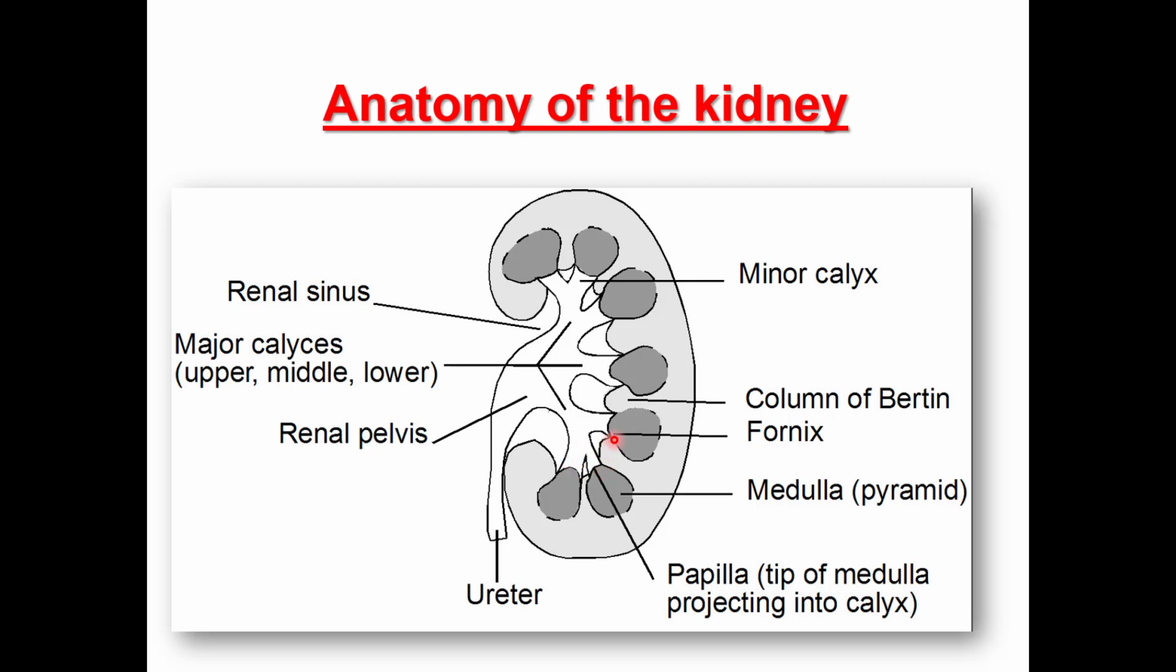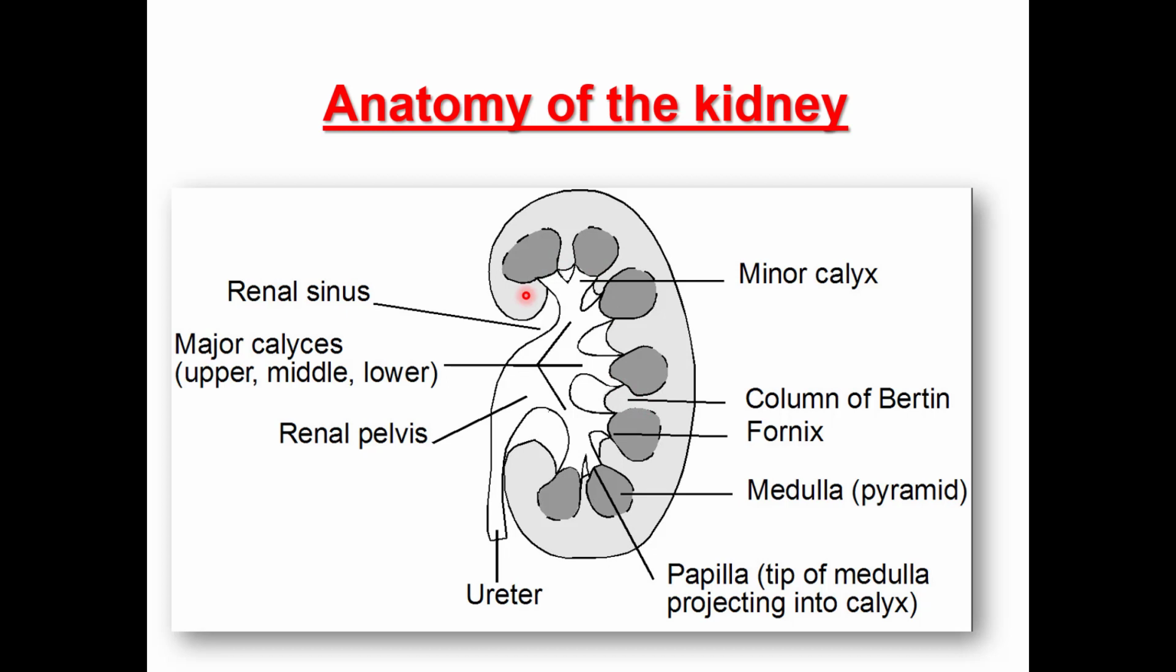Each papilla is projected to a minor calyx, and many minor calyces open into one major calyx to have three major calyces: lower, middle and upper major calyx. The three major calyces open into one renal pelvis and then into the ureter. In between each medullary pyramid and the nearby one, there is a structure called the column of Bertin.